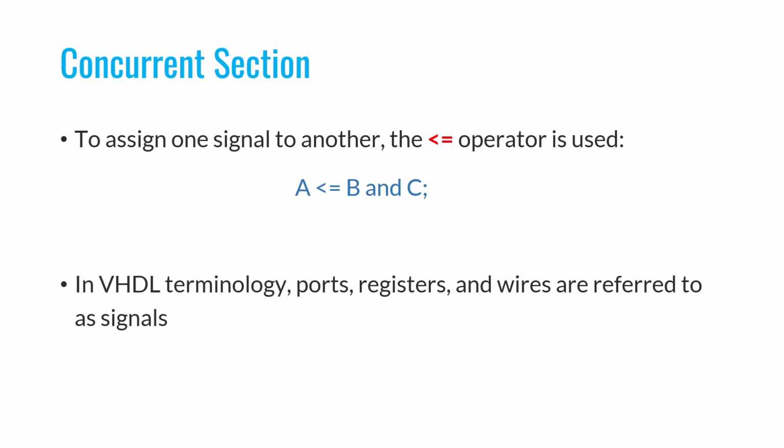In VHDL terminology, ports, internal connections like wires, and registers created by the synthesizer are all referred to as signals. So whenever I mention a signal, it could mean a port, a wire, or a register that's been synthesized.